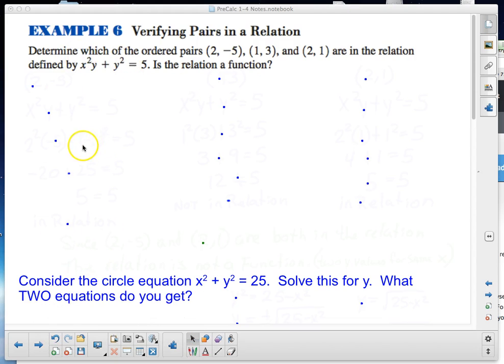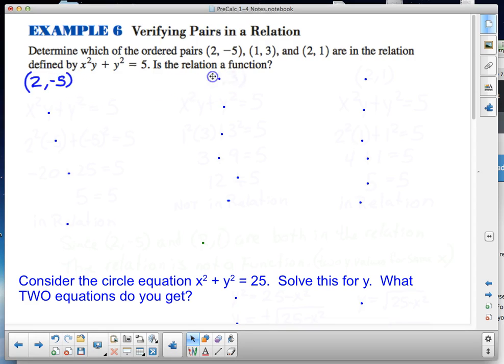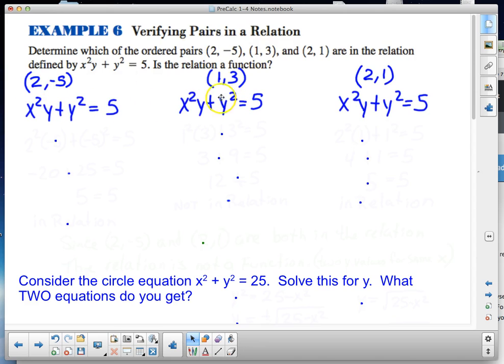Now before we get there, let's talk about pairs in a relation. Determine which of the ordered pairs (2, negative 5), (1, 3), and (2, 1) are in the relation defined by x squared y plus y squared equals 5, and whether the relation is a function. So let's talk about the situation with the different values. Okay, so each value, I'm going to just pop in my x's, pop in my y's.